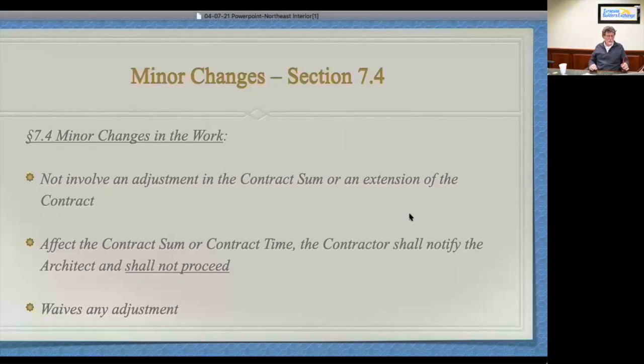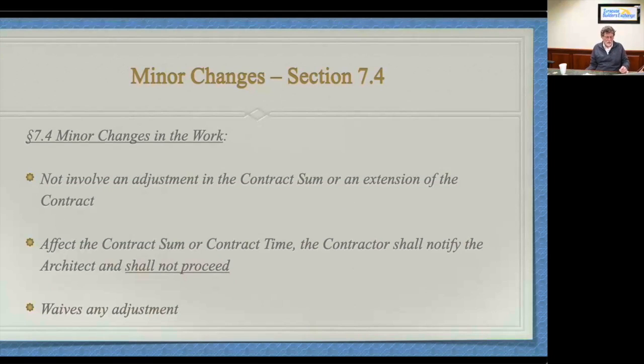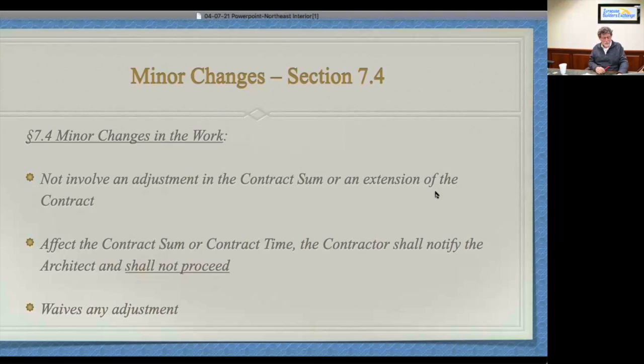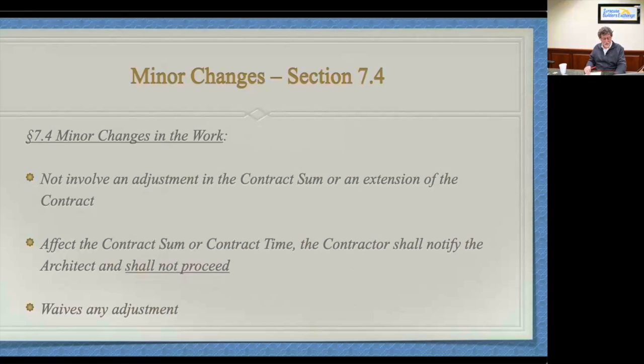Okay. If it does, under the AIA document, if it does affect the sum or the time, the contractor shall notify the architect and shall not proceed. That means don't do it. That means don't go any further. Because if you do proceed, according to the clause, you will have waived your right to any adjustment for that work. So if you encounter the situation, if you intend to get money, stop. Because if you don't stop, you're going to waive your right to get money. That's a bad thing. That means you don't get paid. Nobody likes that. That's discussed on page 9.